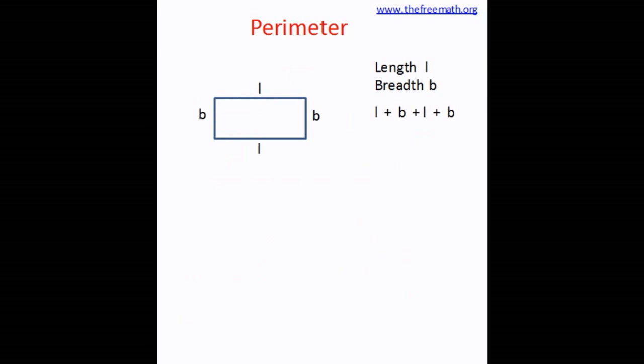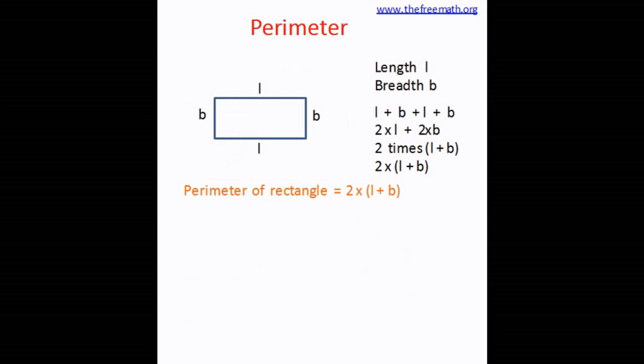plus B. Or I can say I would walk 2 times L plus 2 times B, because I would walk the distance of length twice and the distance of breadth also twice. Or I could say that it would be 2 times (length plus breadth). So what I understand is that the perimeter of a rectangle would be 2 times (length plus breadth).